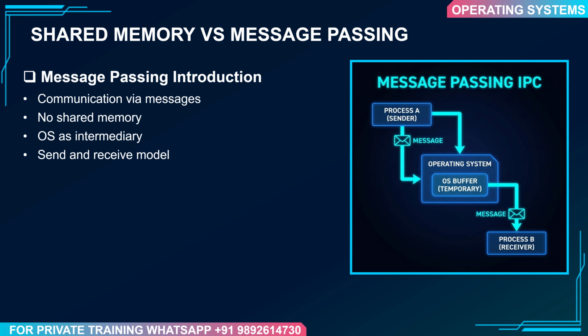As the name suggests, message passing involves processes communicating by sending and receiving messages. Instead of sharing memory directly, processes exchange data through the operating system.